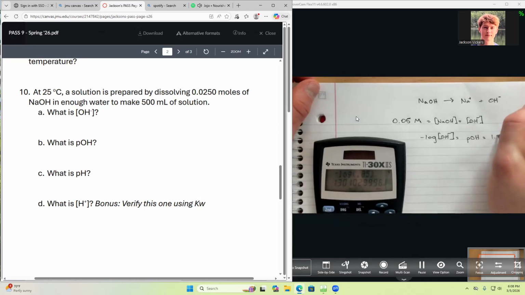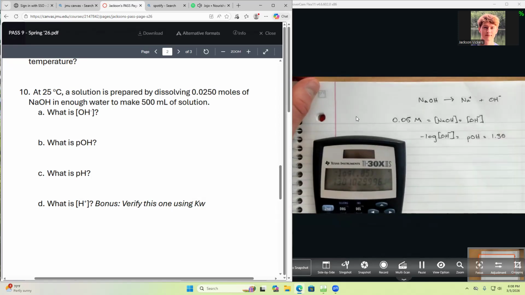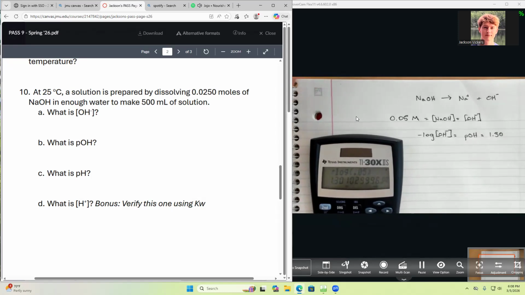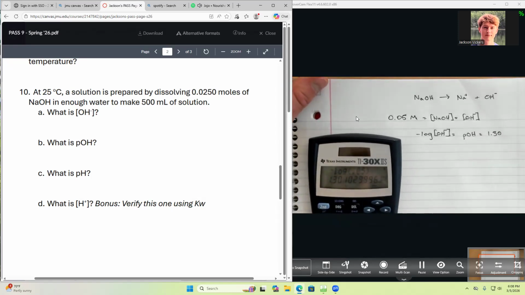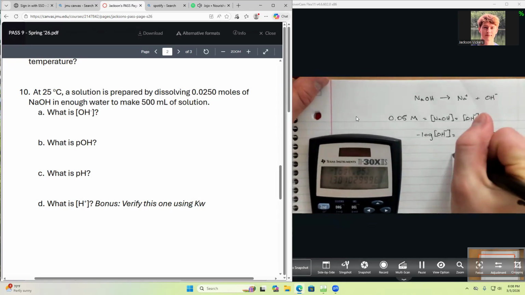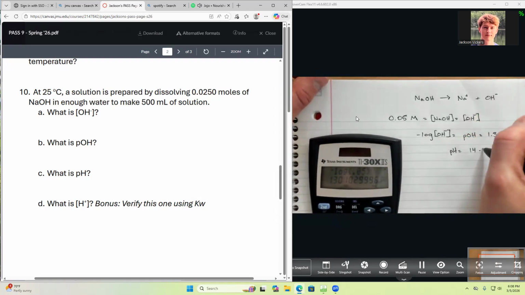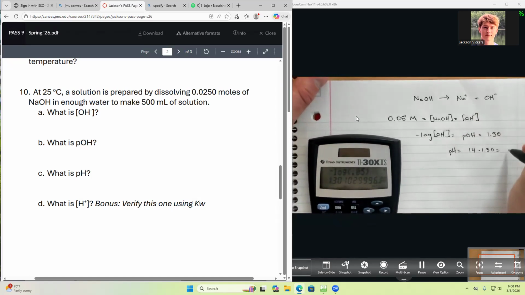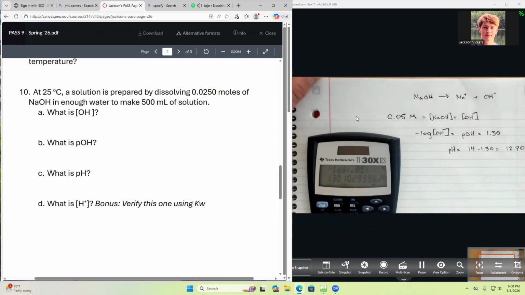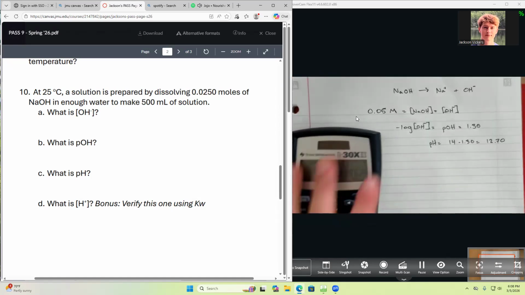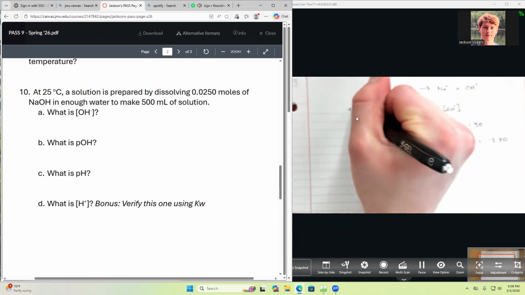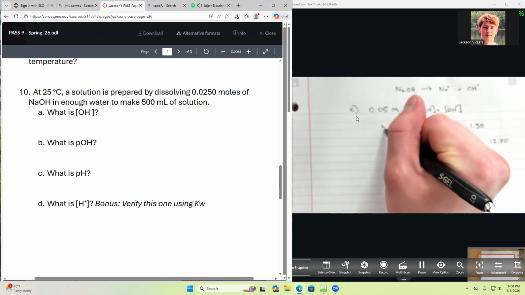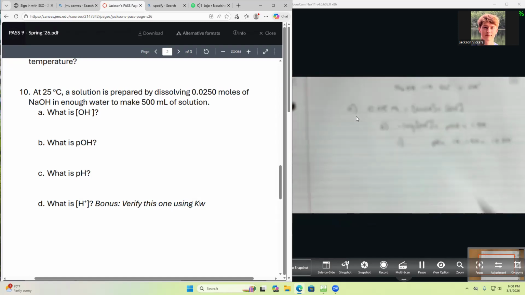So the pOH is 1.30. Again, I see that number as a pOH and it doesn't really click in my brain. I need to do the next step, which is that pH is 14 minus that, which is going to be 12.70. That's C. Yep. So let me go through and label these: A, B, C.